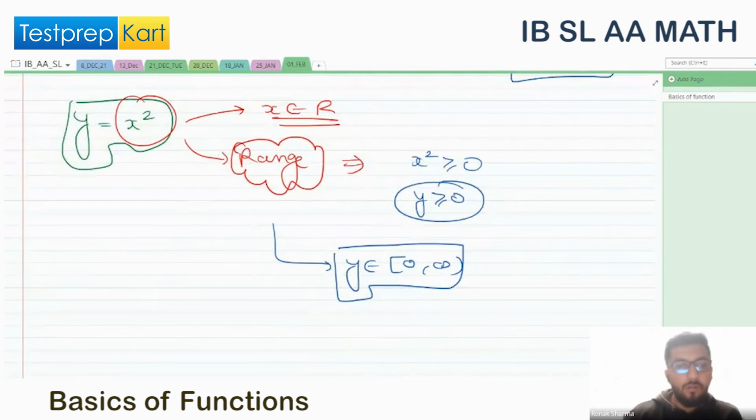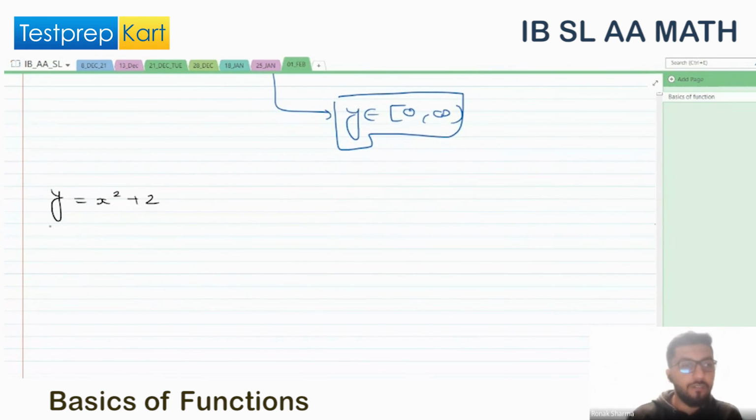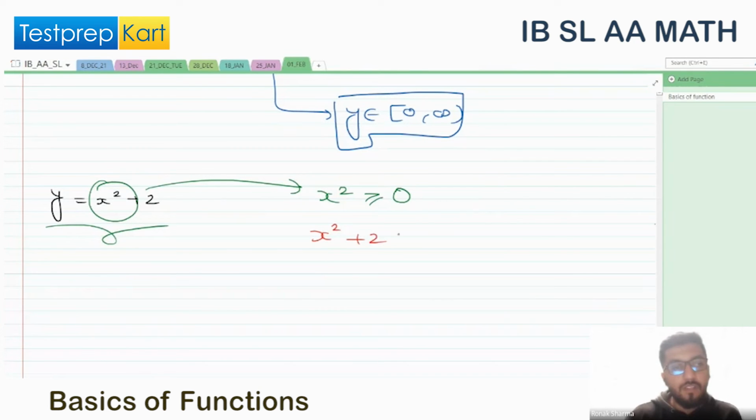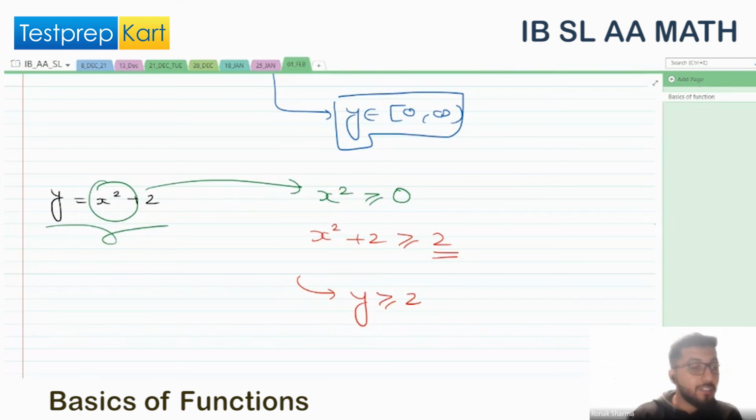Now let's say I give you the function y equals x square plus 2. Definitely it will bring some change to the range. Why? We know that x square is greater than or equal to 0. So if I add 2 on both sides, this gives x square plus 2 greater than or equal to 2. So am I getting y greater than or equal to 2? Simply understand what is happening here, then tell me if you have understood it or not.